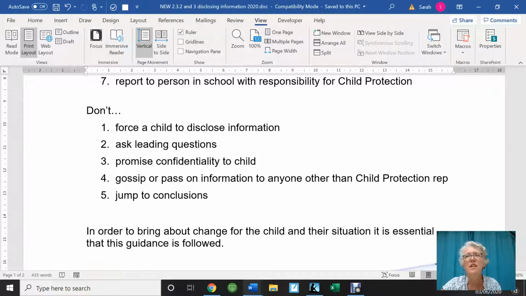You have to think of it as the information you've been given as a piece in a jigsaw. And if everybody brings their pieces of jigsaw to the safeguarding officer, then it's up to them. They've had the training. They can know whether they've got enough to put together a big picture of something that's happening to the child.